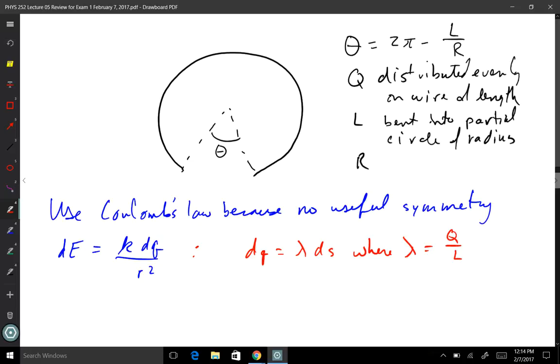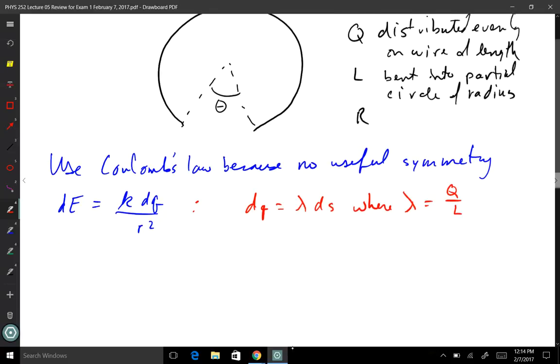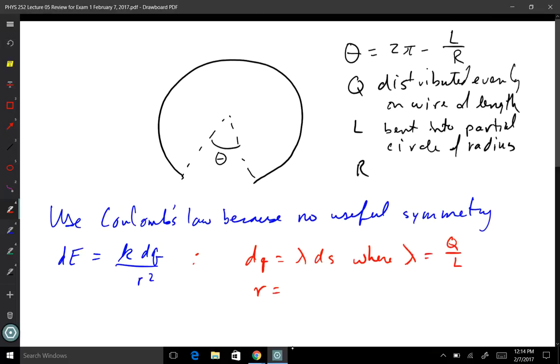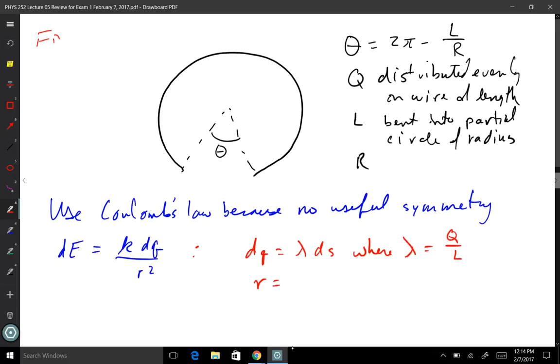Okay, so I have my lambda, I have my dq. What about R? What is R equal to? R is the separation between my point where I'm finding it. Oh, I didn't say find E at center. Have to specify that. It was specified before, but I didn't write it down. So R equals R, because the distance from the center to any piece of wire is just R.